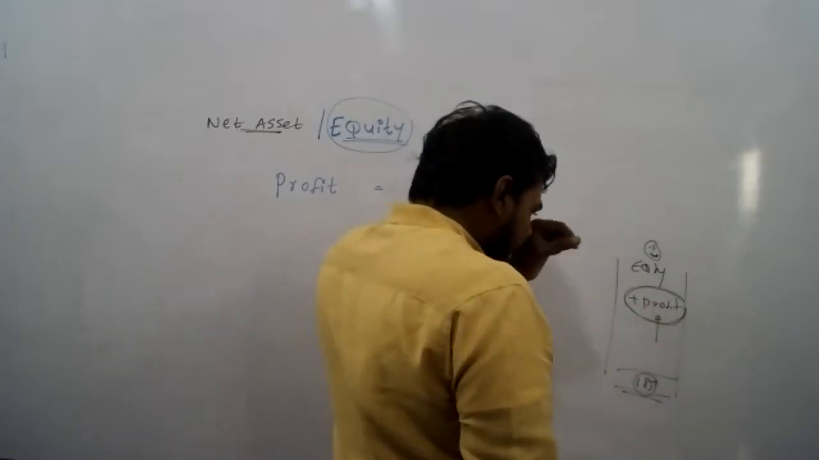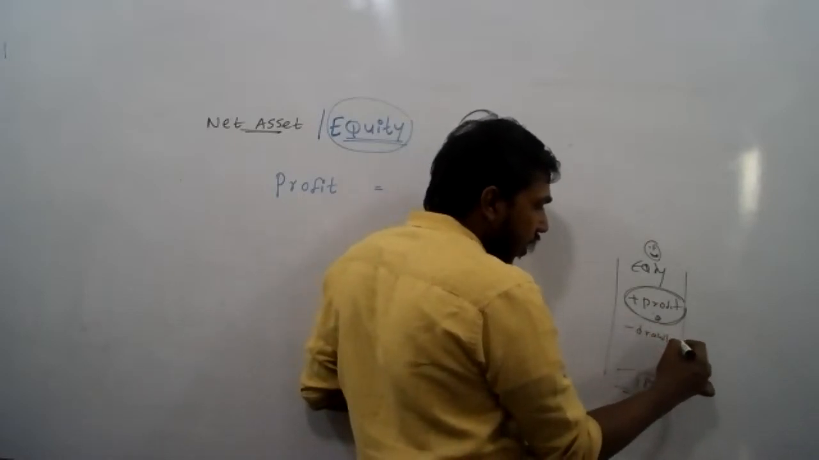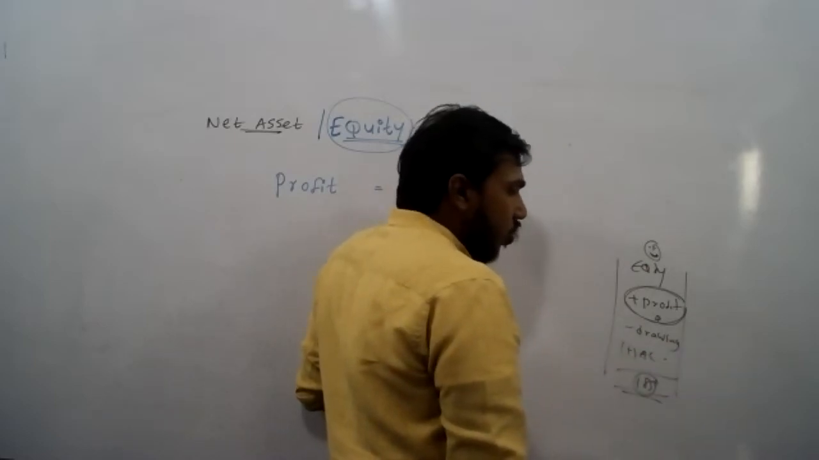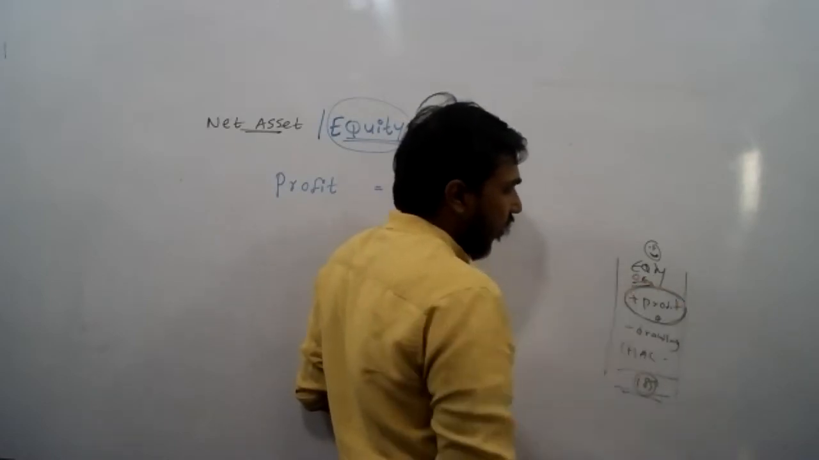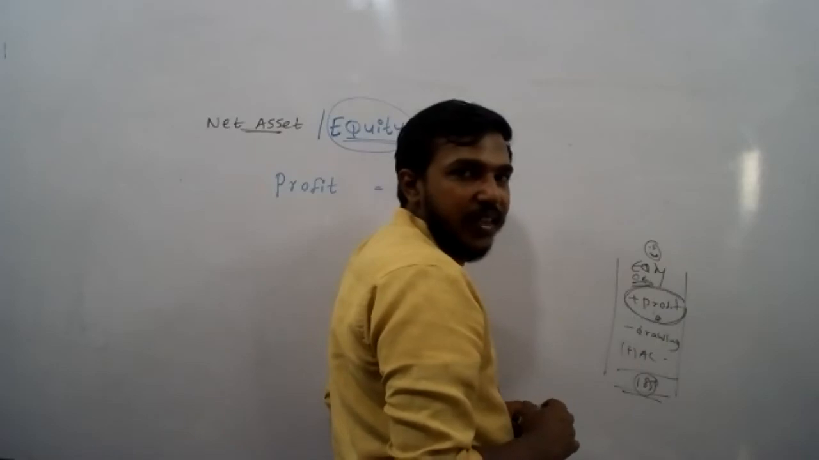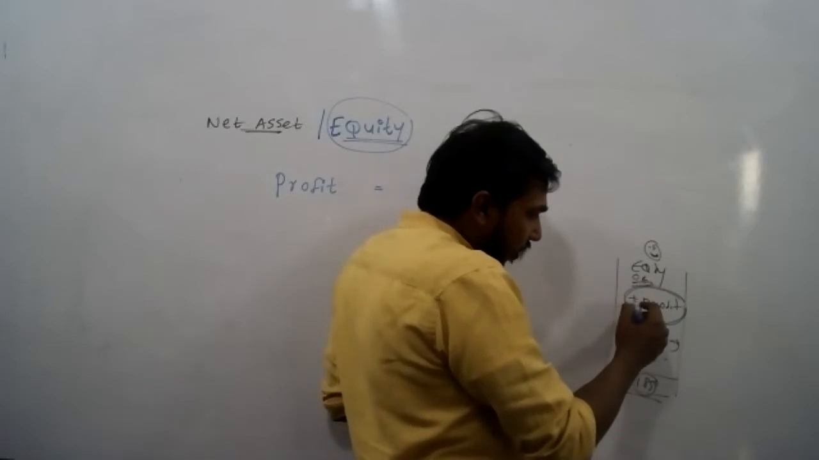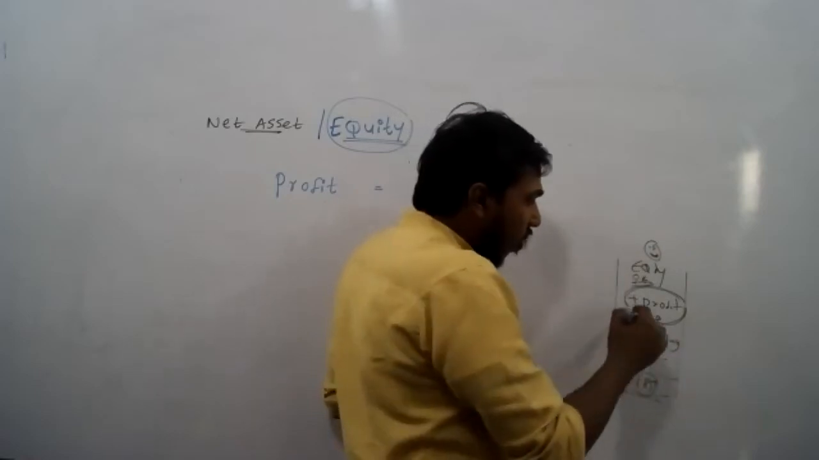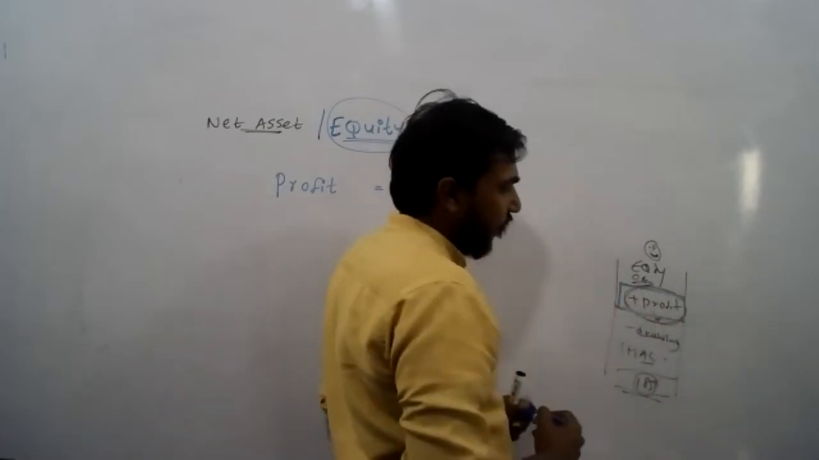But not only profit, you have minus drawings, plus the additional capital, and the opening capital. So in the equity column there is the profit, but not only the profit; there are also drawings and additional capital. We have to get back only this profit.